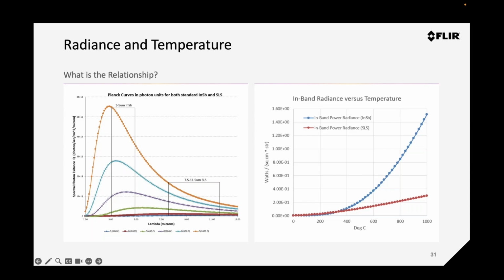Advantages to SLS are shorter integration times for the same calibration temperature ranges. There are certain phenomena that can only be seen in long wave. There are higher dynamic ranges, better images for cold scenes, and then as we mentioned before, less stray light in high contrast scenes. So in summary, modern infrared detectors are highly sensitive and very flexible.